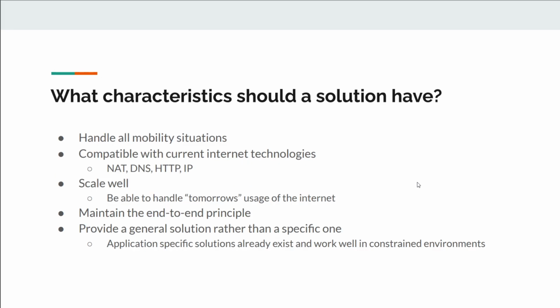What characteristics should a solution have? Well, the solution should solve all of these mobility situations. It shouldn't require massive changes to current internet technologies. It should be able to handle tomorrow's scale of the internet, and it should maintain the end-to-end principle if possible. And we should have a general solution, something like DNS, rather than specific ones, as we already have specific ones that you've probably used without even noticing, and they work well in the environments that they're in. So let's look at some previous work to compare MSocket to it.